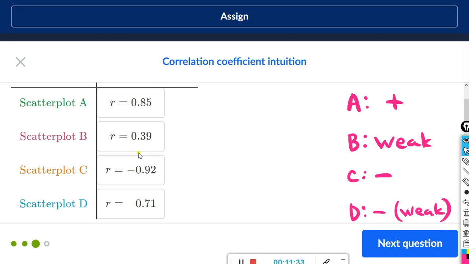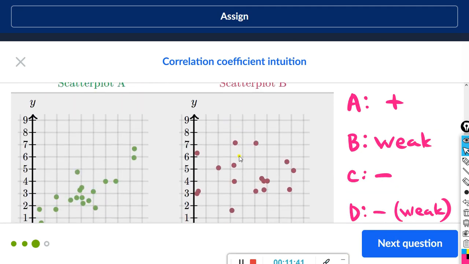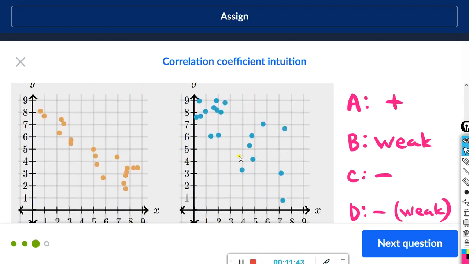Remember, the plus minus sign will match the slope, but these are not slopes, okay? They're just showing you how close the data points or dots are to the line.